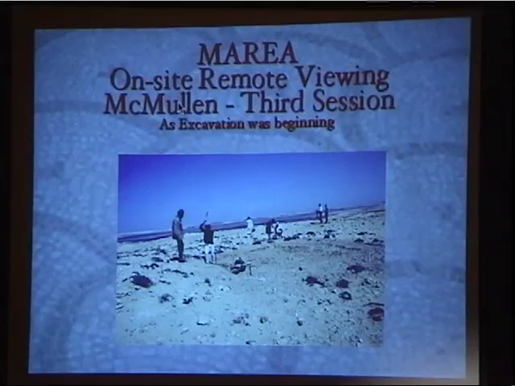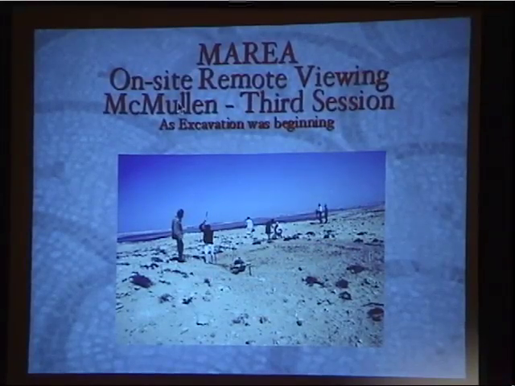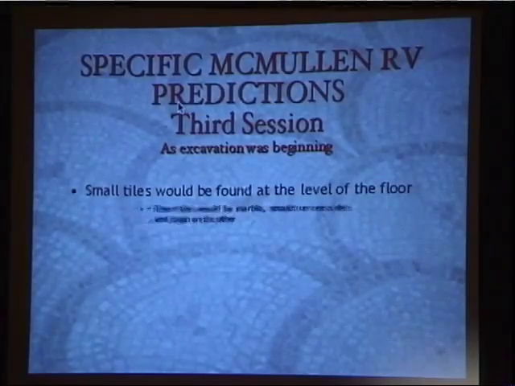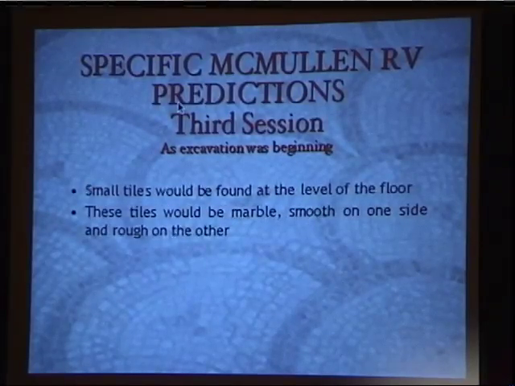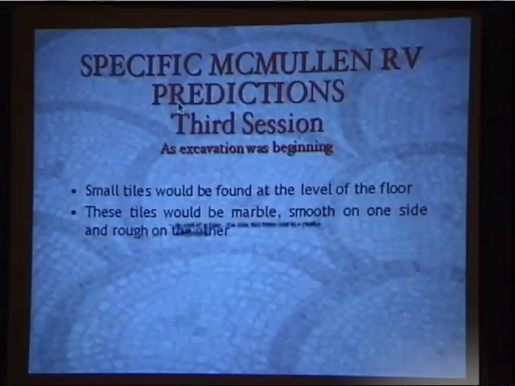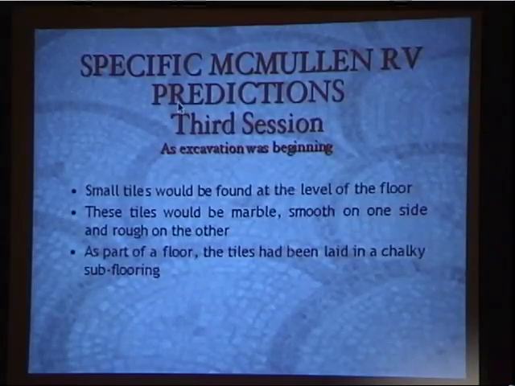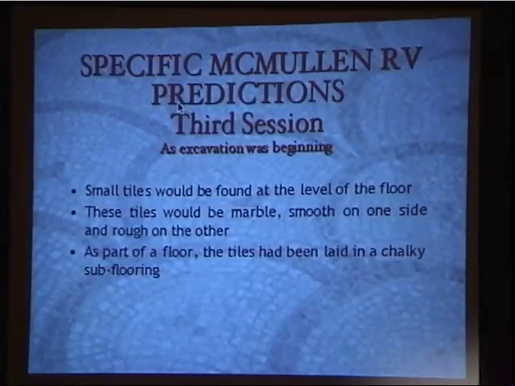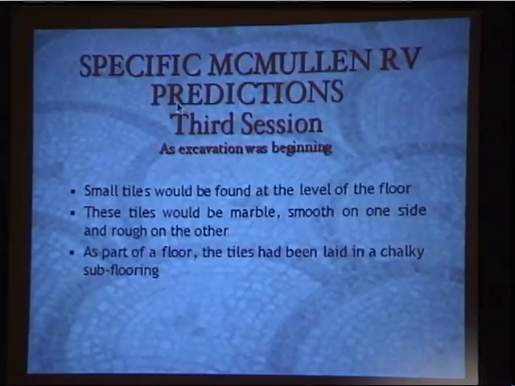And you can see here. And so just as the excavation was beginning, he said, well, there'd be small tiles found at the level of the floor. The tiles would be marble, smooth on one side, rough on the other. They were part of a floor that had been laid in a chalky subflooring. But it really bothered him because he said, I can't see the floor. I know what it was, but I don't think it's there.